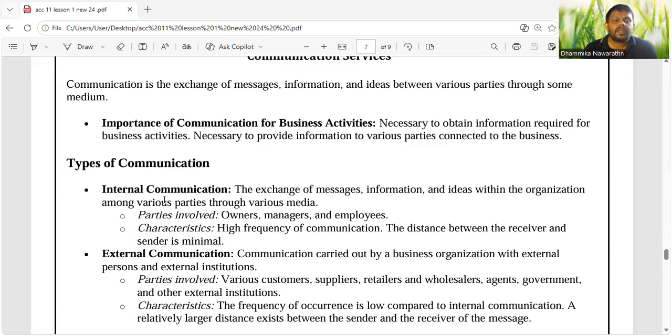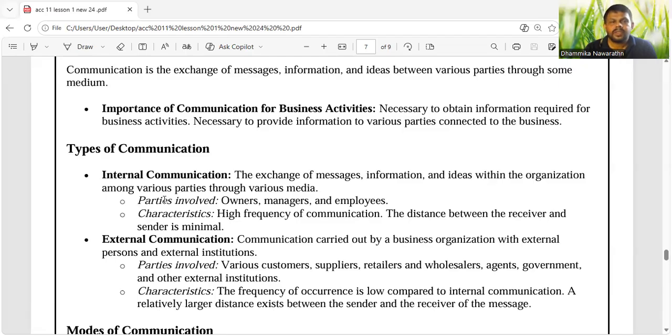Then, the importance of communication for business activities. It is necessary to obtain information required for business activities, like the exchange rate, the weather conditions, and whether the government is going to give commercial loans for businesses at a lower rate. Also to get information regarding new materials and new technology. Secondly, it provides information to various parties that the business needs. Without this communication, it is very difficult to maintain a business.